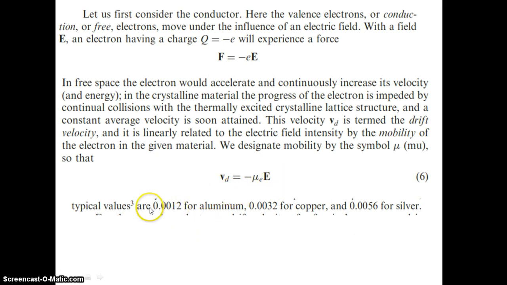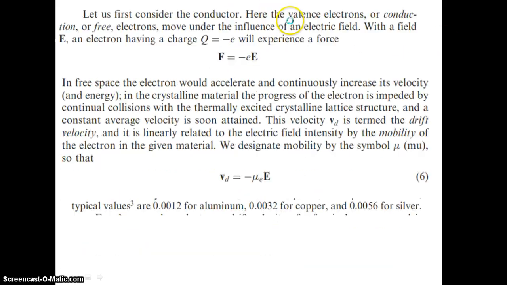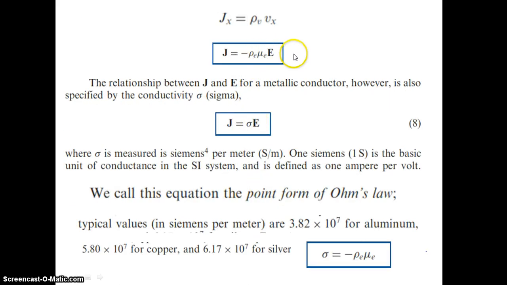For example, for aluminium it is 0.0012, and for copper it is 0.0032, like that. The mobility varies for different types of materials. Vd equal to minus mu e E. We have also derived already Jx equal to rho v Vx. Now you replace Vx with minus mu e E, so J equal to minus rho v mu e E.